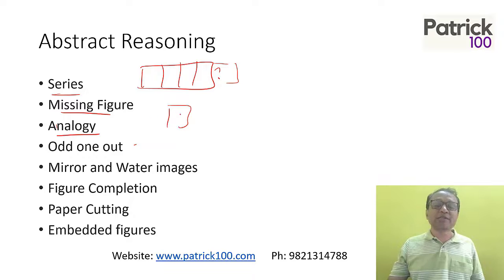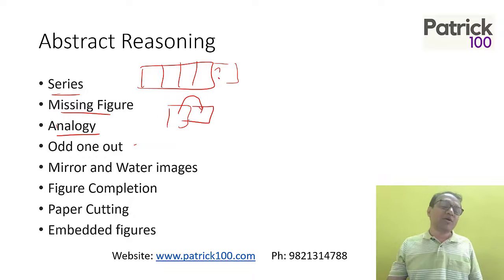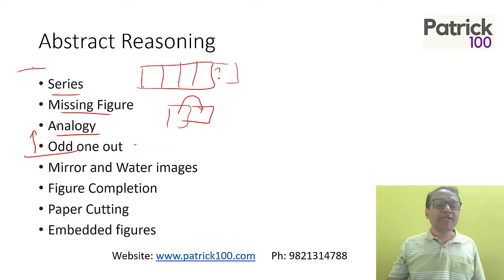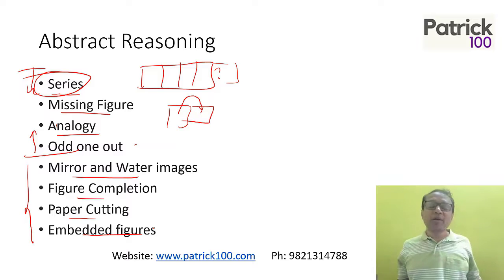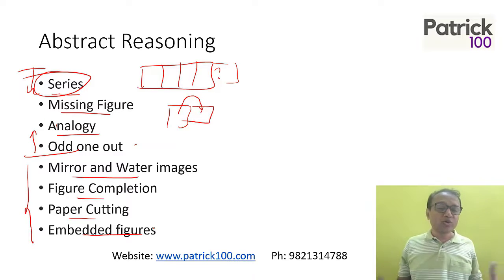You have 4 figures given. Which is the odd one out? Analogy: there's some relation between one figure and a second figure, and so on. These 4 types are commonly asked, and series is the most commonly asked. These are not very frequently asked, but you can be comfortable with them: mirror and water images, figure completion, paper cutting, embedded figures. Counting of triangles and squares is also possible, but not very commonly asked. But you can be comfortable with it just in case they ask.